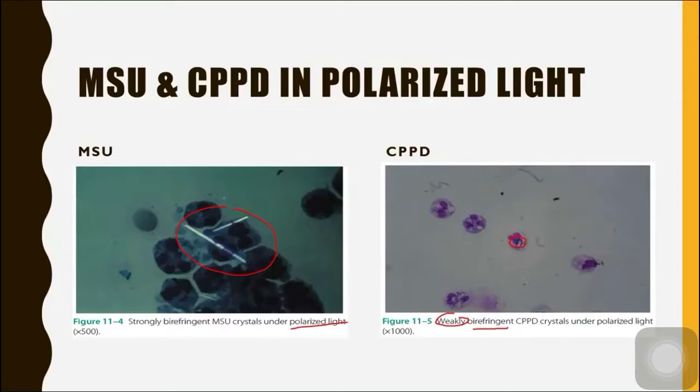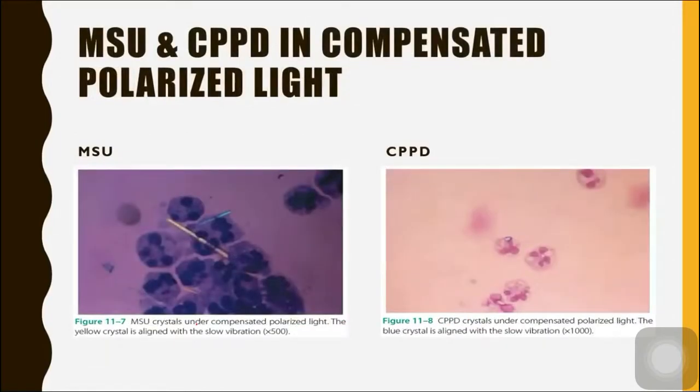Take note again, MSU and CPPD both polarize light in polarizing microscopy, so they are both birefringent. How will you differentiate MSU and CPPD? You will need to perform compensated polarizing microscopy. MSU crystals under compensated polarized light show yellow coloration. It is a yellow crystal, which signifies negative birefringence in compensated polarizing microscopy.